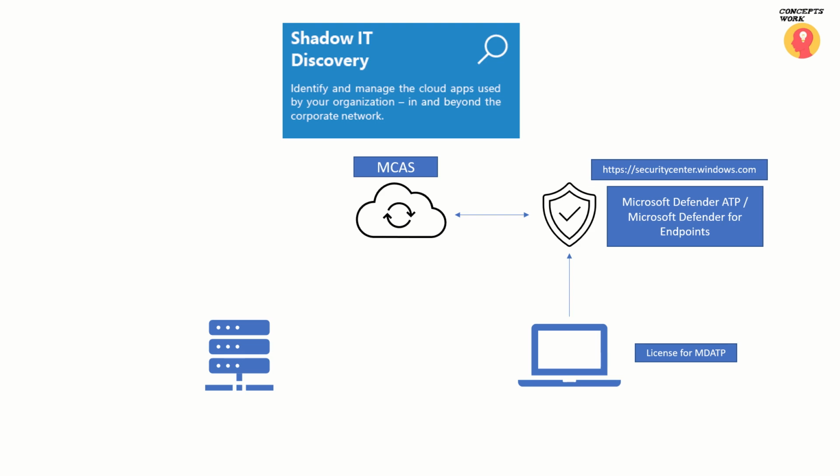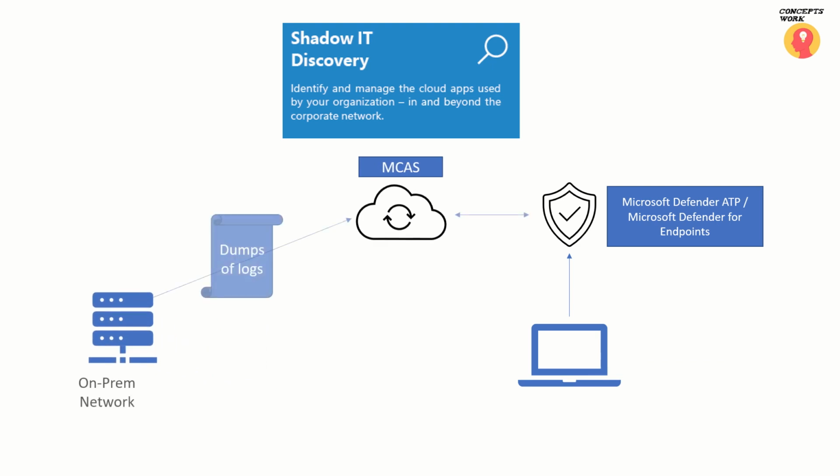Okay. Now, the next aspect of cloud app discovery, which is more related to network devices, can be achieved with two different use cases. The first one is a manual upload of the logs. Now, what do I mean by this? Depending upon the network appliance that I'm using, I can take a dump of some logs and upload them to MCAS. And then I will come to know what all applications are getting used in my enterprise. But again, this is a manual process.